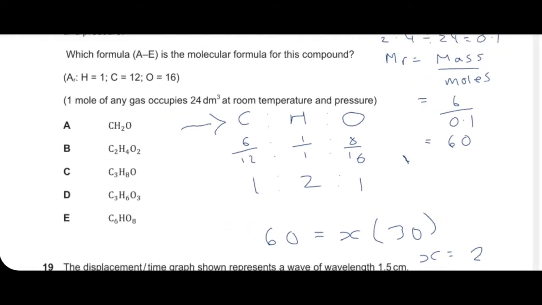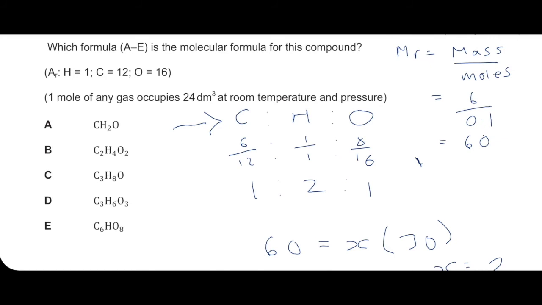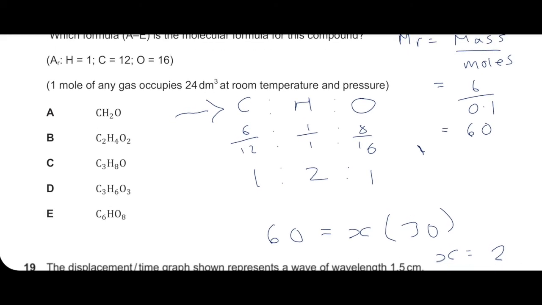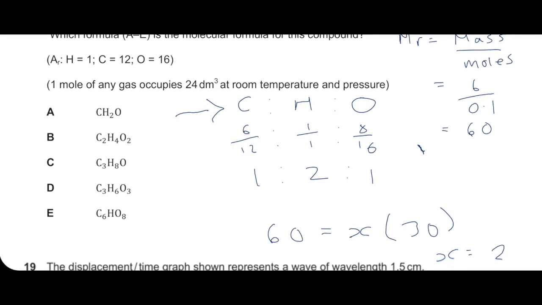And the reason why I did this is because from the empirical formula, the number of times that has to be multiplied to get the Mr, that is how many carbons there are going to be in this compound. Rearranging this formula so x is the subject, 60 divided by 30 is 2. Therefore, for every 2 carbons, there are going to be 4 hydrogens and 2 oxygens. Therefore, the answer to this question is B. That's question number 18 completed.